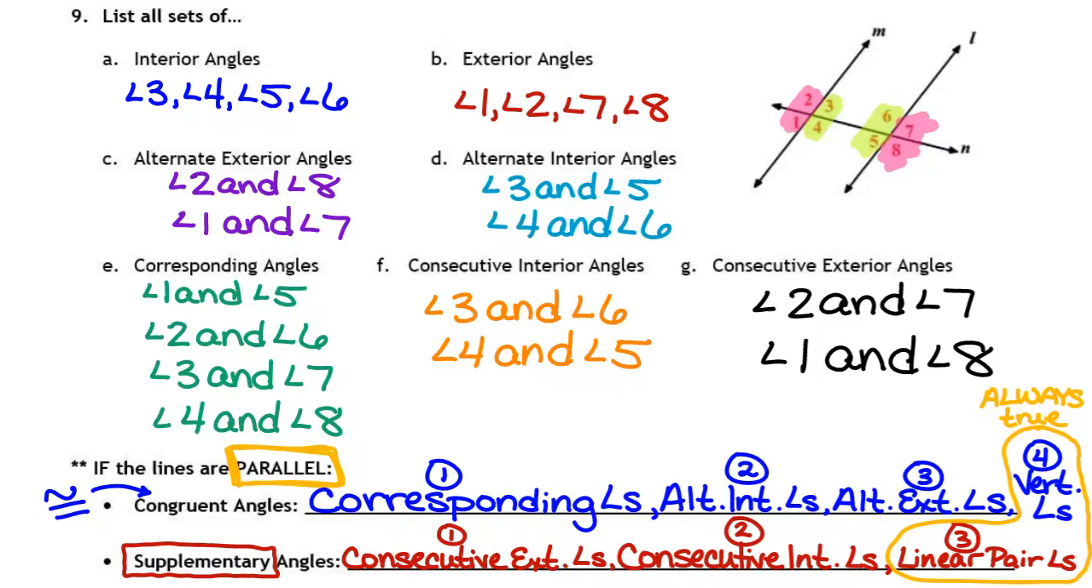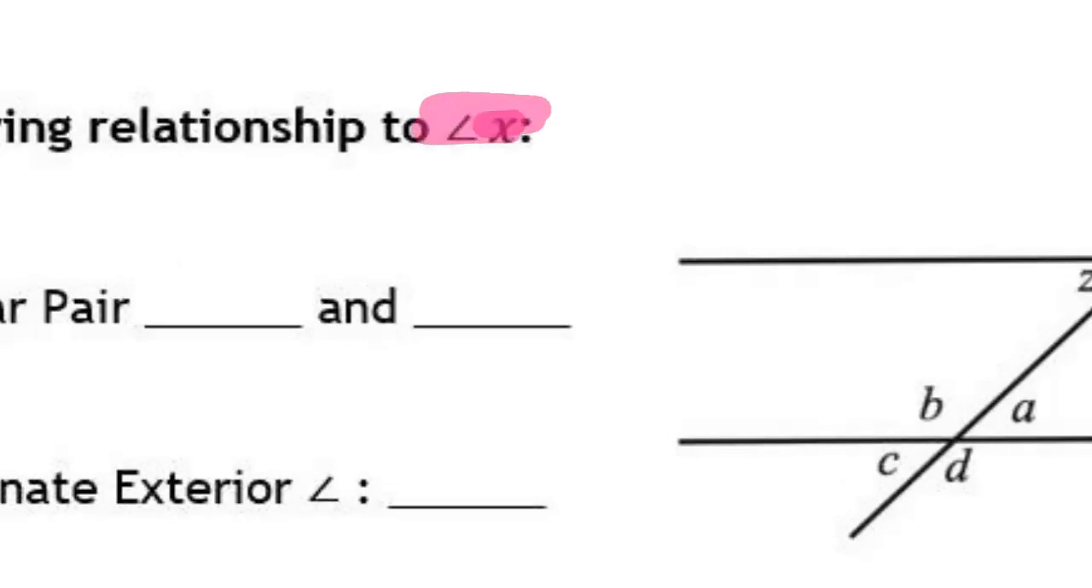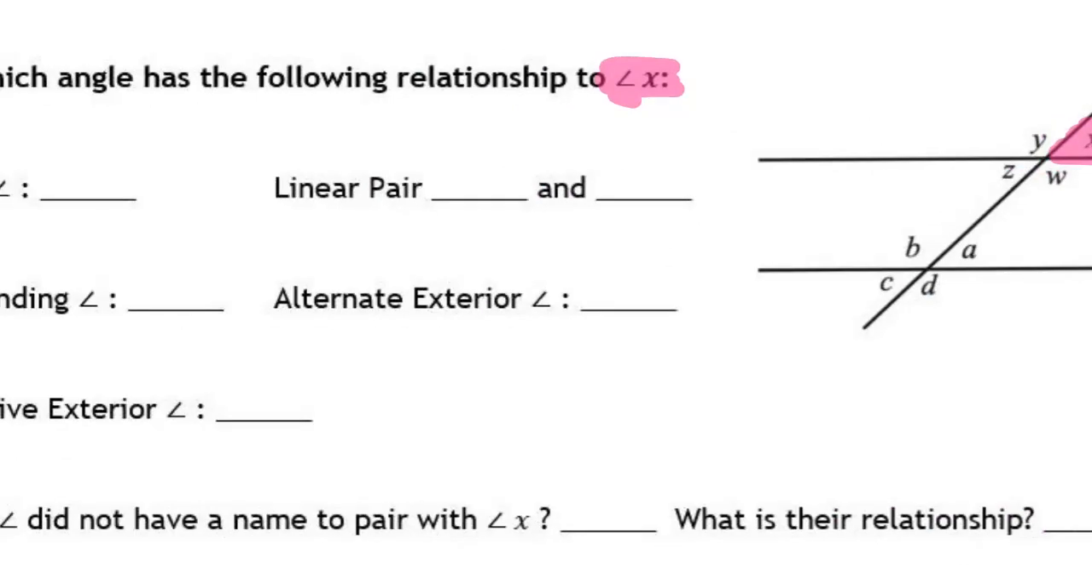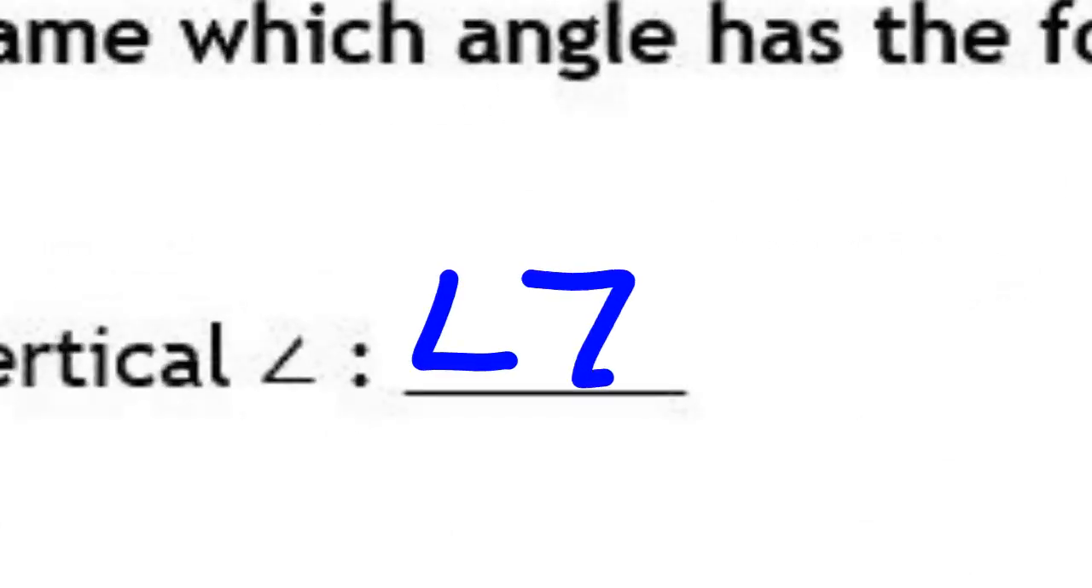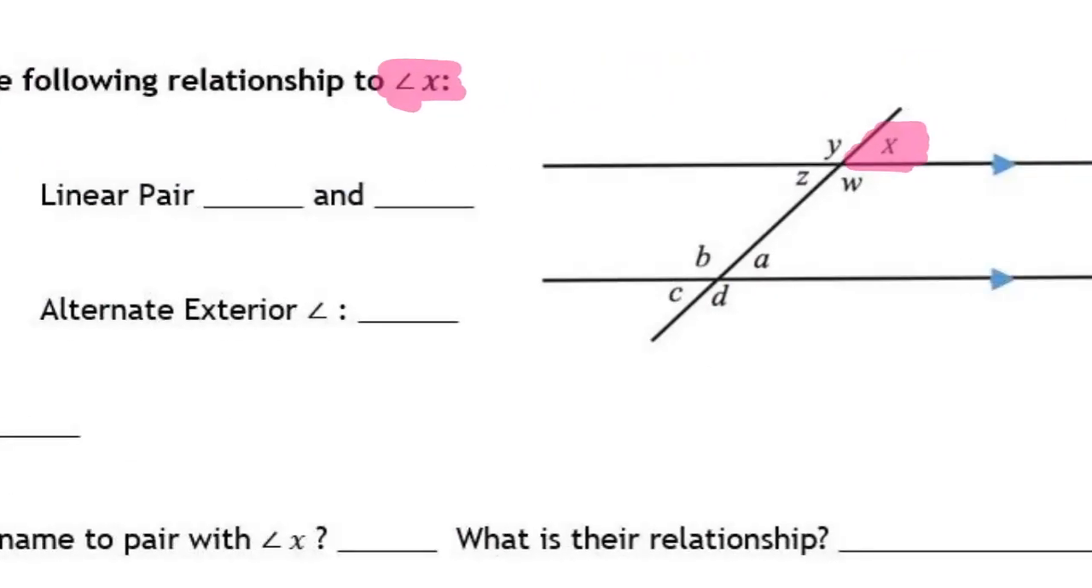All right. Let's turn this over to page 6. I think we have enough time for the problem up at the top of the page, number 10, and then we'll have to hold off on the rest of these until tomorrow. So on number 10, we want to know the relationship of all of the listed ones to angle X right here. What would be the vertical angle to angle X? Angle Z. There's two angles up there that make a linear pair with angle X. What are the two angles that make a linear pair with X?